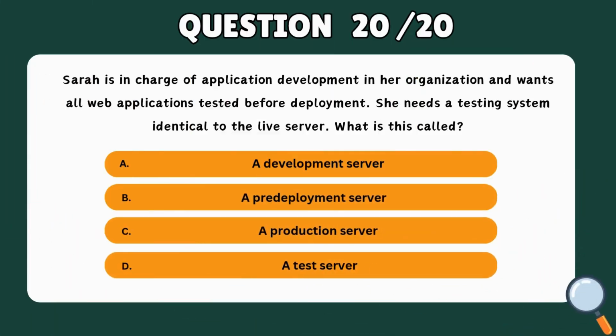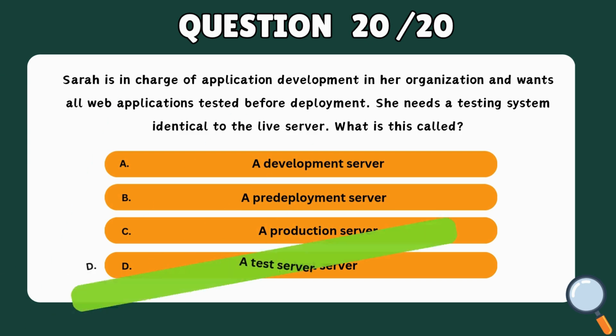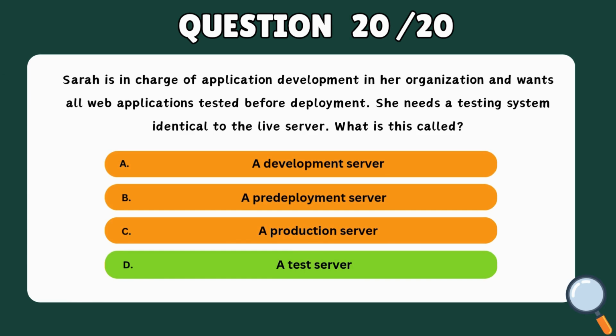Question 20. Sarah is in charge of application development in her organization and wants all web applications tested before deployment. She needs a testing system identical to the live server. What is this called? A. A development server. B. A pre-deployment server. C. A production server. D. A test server. Correct answer: D. A test server.